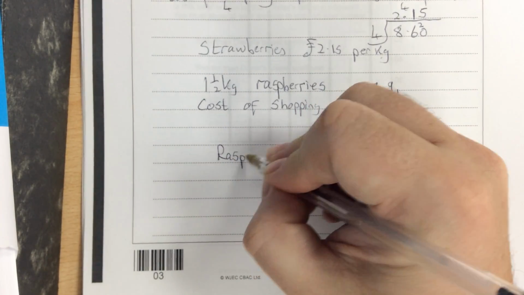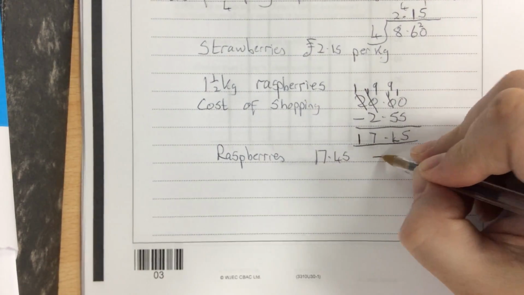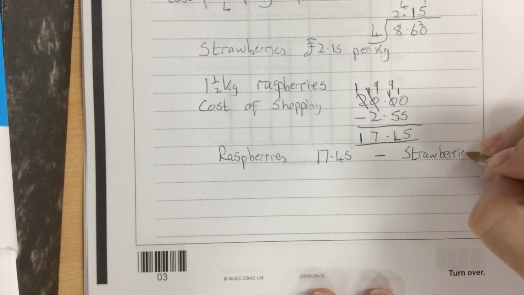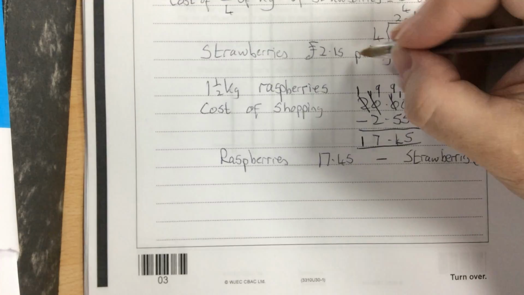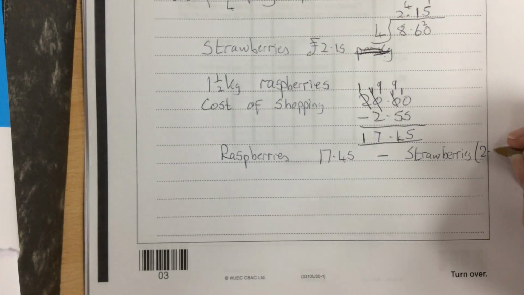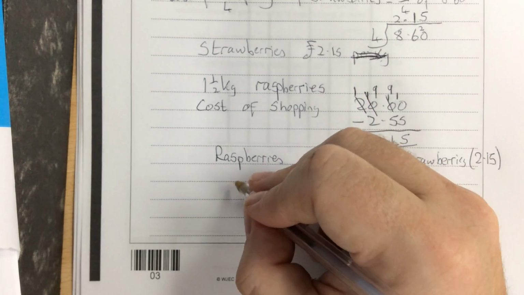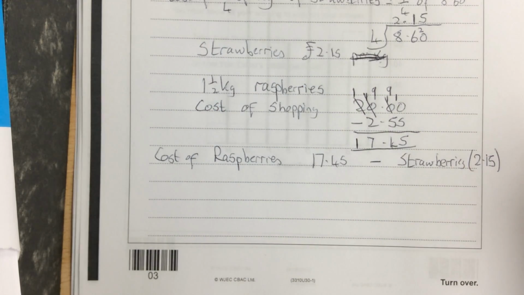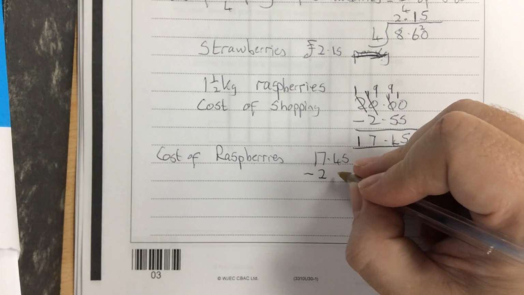So the raspberries cost £17.45, take away the strawberries. And we worked out earlier, the cost of his strawberries was actually £2.15, not per kilogram, they were just £2.15. So the raspberries cost, okay, so we're going to do £17.45, take away £2.15.